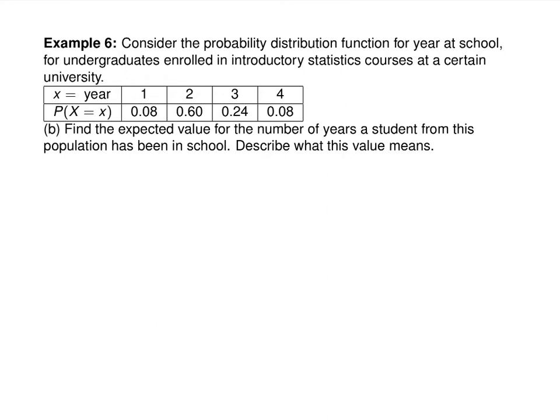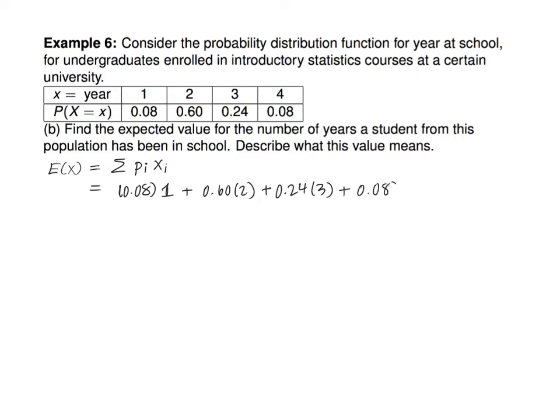Find the expected value for the number of years a student from this population has been in school and describe what this value means. Well, remember that expected value is given by the sum of the probabilities times the x's. So in this case, our first probability is 0.08 times 1 plus 0.60 times 2 plus 0.24 times 3 and plus 0.08 times 4, which comes out to be 2.32.